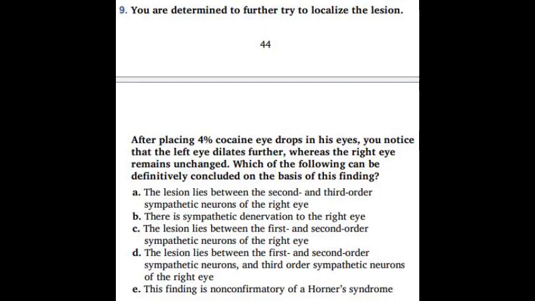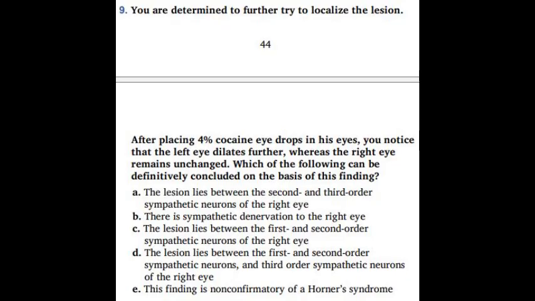Okay, so the next question says that you are determined to further try to localize this lesion. Now, after placing 4% cocaine eye drops in the eyes, you notice that the left eye further dilates, whereas the right eye remains unchanged. Which of the following can be definitely concluded based on this finding?